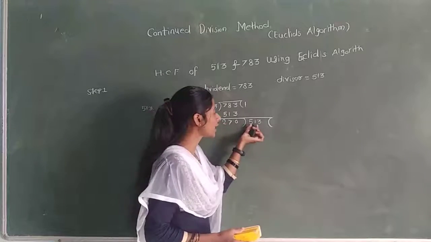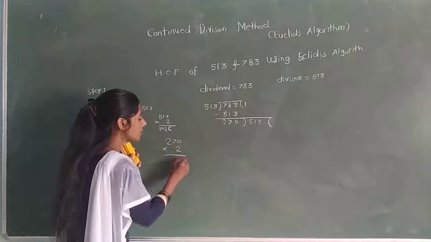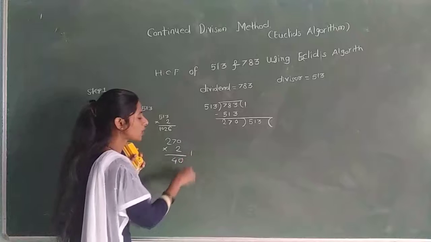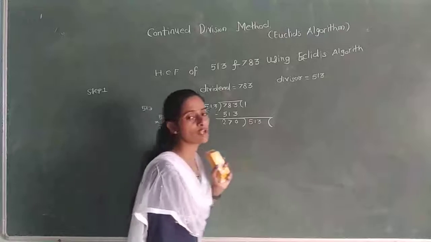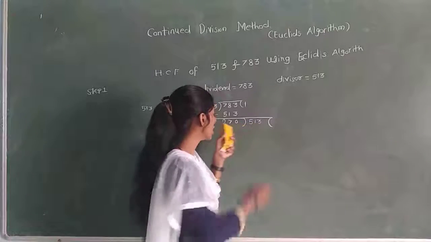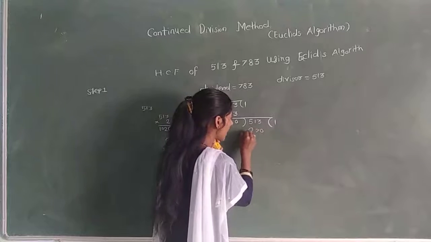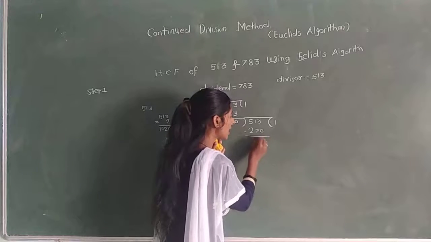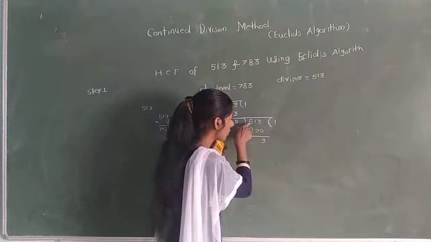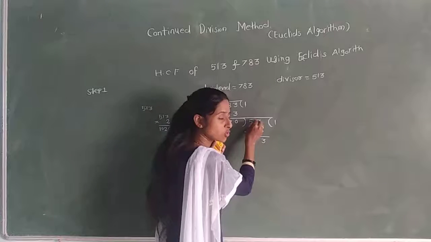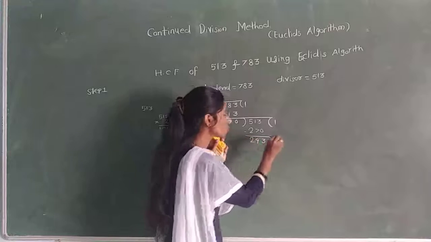270 into 2 is 540, which is greater than 513. So 270 into 1 is 270. Now subtract: 3 minus 0 is 3, 1 minus 7 cannot be done, so borrow, 11 minus 7 is 4, and 4 minus 2 is 2, that is 243.